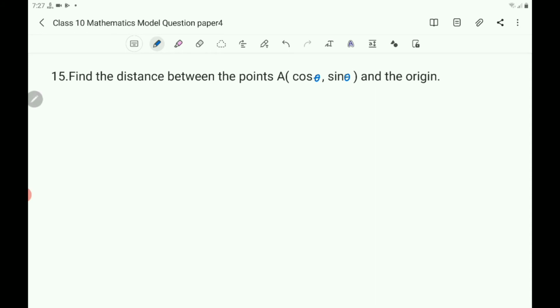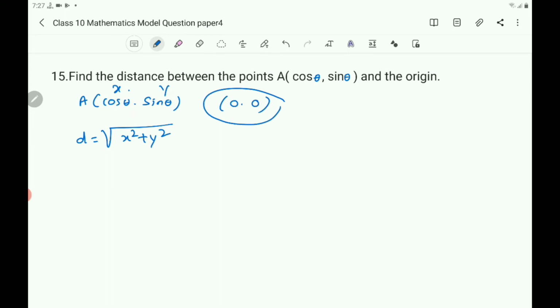You consider the point cos theta, sin theta, and the other point is the origin, that is 0, 0. If you consider this as x, y, the distance between a point and the origin, d equals square root of x square plus y square, as it is a distance between a point and the origin.